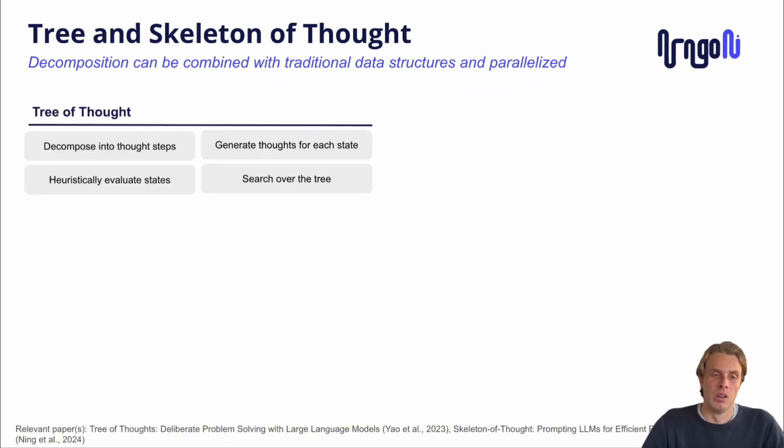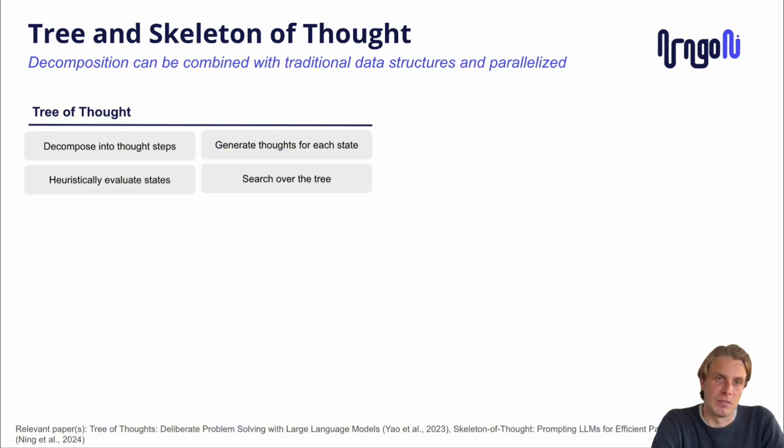Start with tree of thought. From the paper, they identify four things that you need to answer when you're trying to build out a tree of thought. You need to have a mechanism to decompose into thought steps. So you can think of this as the steps in your chain of thought, your rationale. You need to be able to generate thoughts for each state. So if at a different node, or step, in that rationale, you need to be able to generate new thoughts to continue that chain.